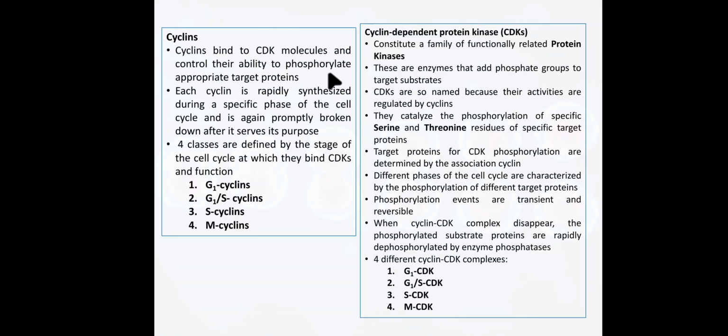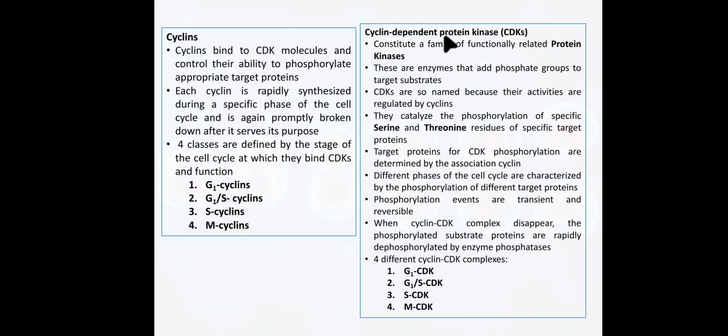We can say it is a protein kinase which adds a phosphate group to the target protein. Each cyclin is rapidly synthesized and undergoes degradation after it completes its purpose. There are four classes of cyclins based on the stage at which they bind to the CDKs, that is G1 cyclins, G1/S cyclins, S cyclins and M cyclins.